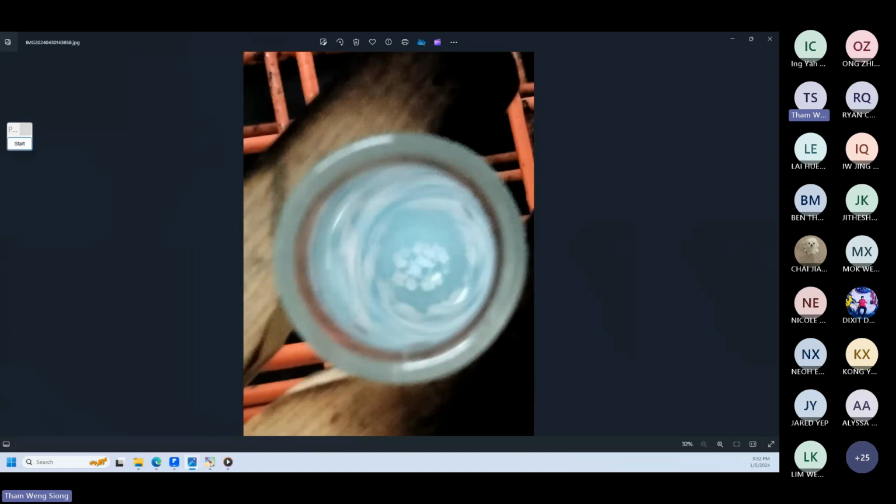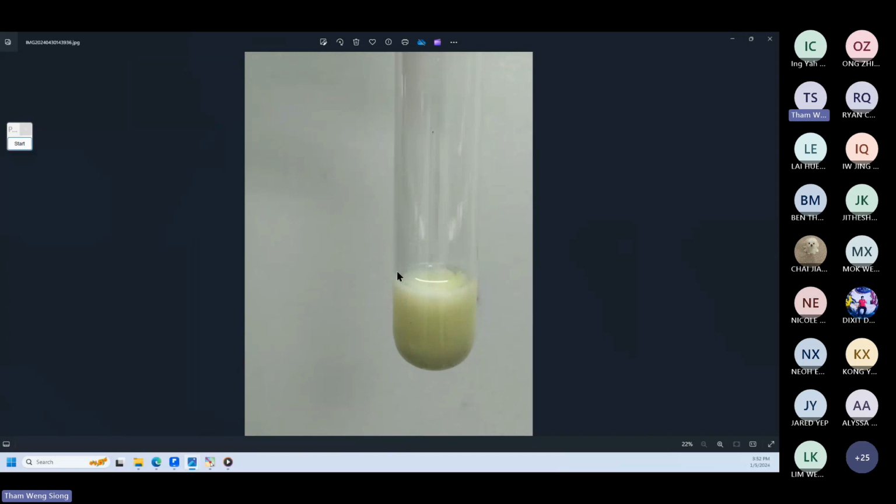Now, for silver nitrate with FA7, it looks something like this. Now, you may say, sir, I cannot tell what color is the precipitate, because the original solution is a bit yellow. So we have to tell what the color is with the precipitate, right?